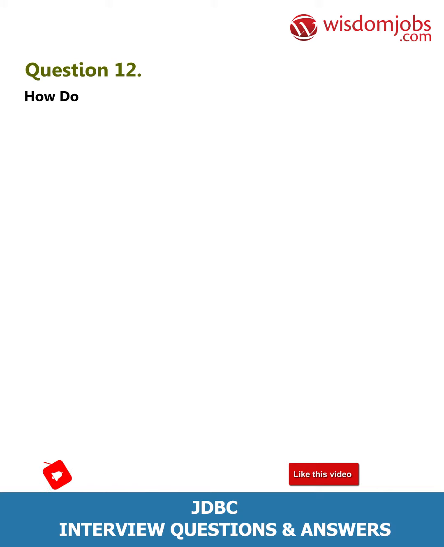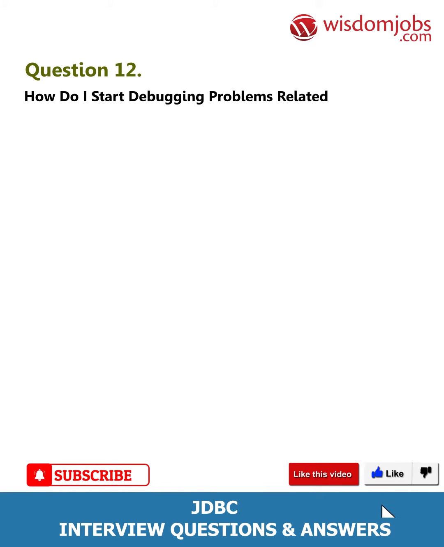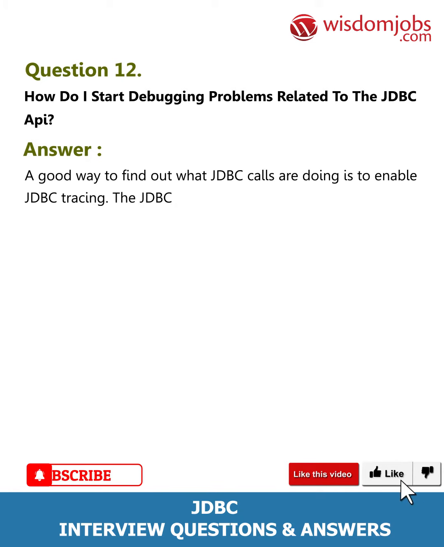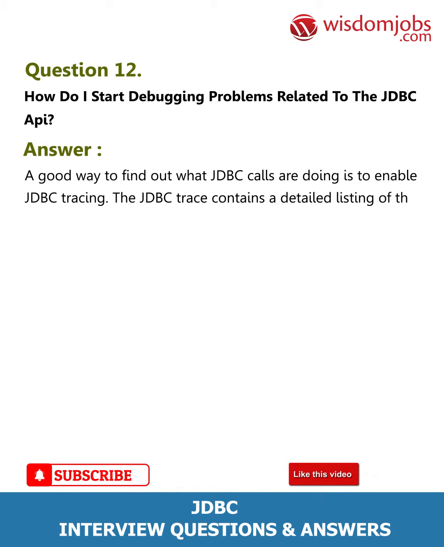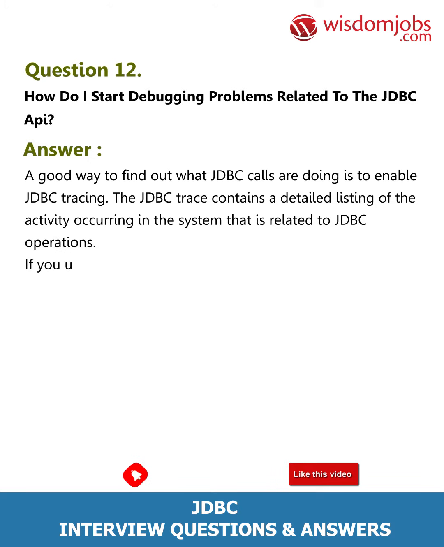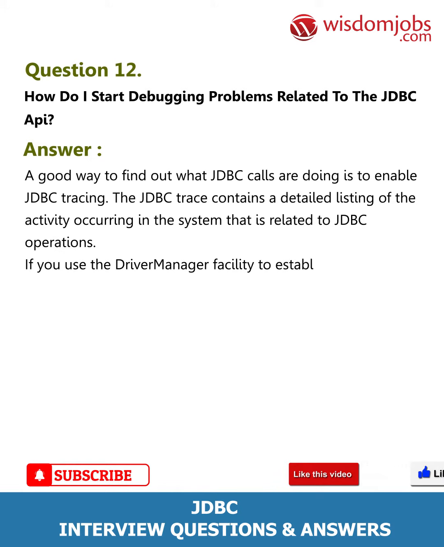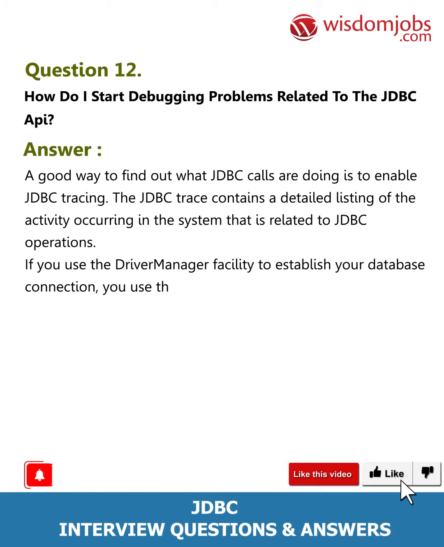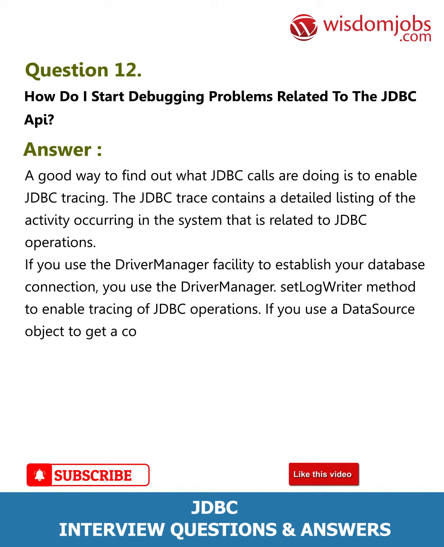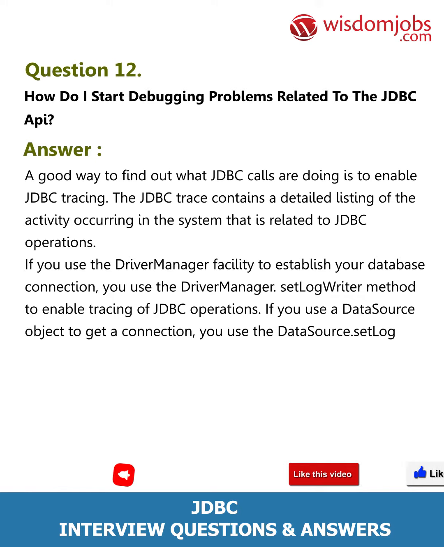Question 12. How do I start debugging problems related to the JDBC API? Answer. A good way to find out what JDBC calls are doing is to enable JDBC Tracing. The JDBC Trace contains a detailed listing of the activity occurring in the system that is related to JDBC operations. If you use the DriverManager facility to establish your database connection, you use the DriverManager.setLogWriter method to enable tracing of JDBC operations. If you use a data source object to get a connection, you use the DataSource.setLogWriter method to enable tracing.